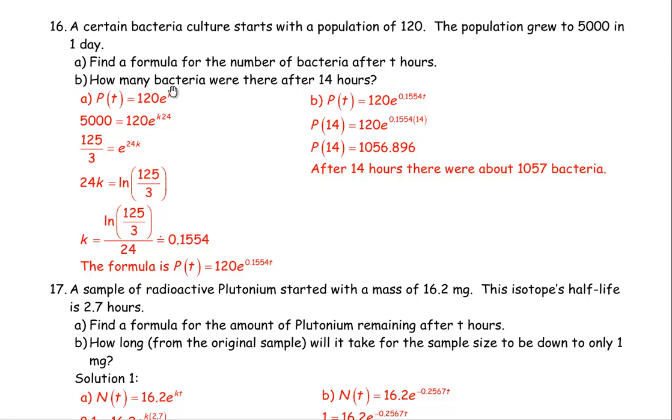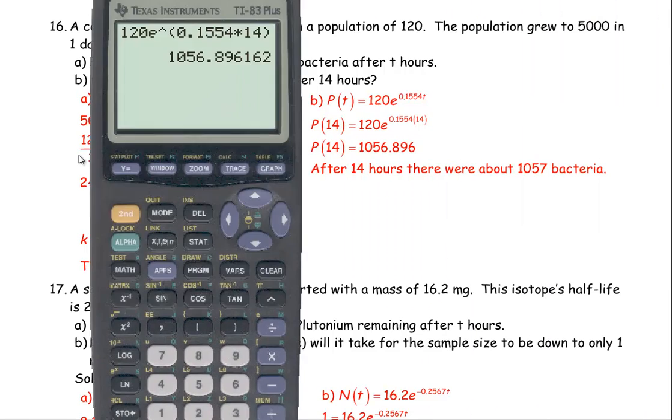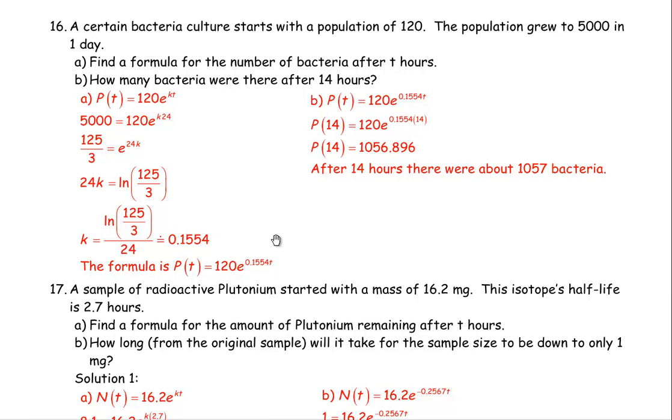So you're asked now how many bacteria there were after 14 hours. So we would just put 14 in place of time. And so the calculation would look like this. And so you get 1056.896. This is what it looks like in my graphing calculator. So there's the quantity. Of course, it's a number of bacteria, so you can't have a part of a bacteria. So we would round it to the nearest whole number, but about 1057 bacteria.